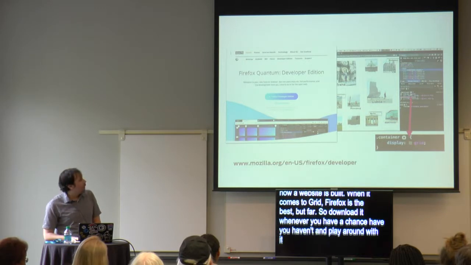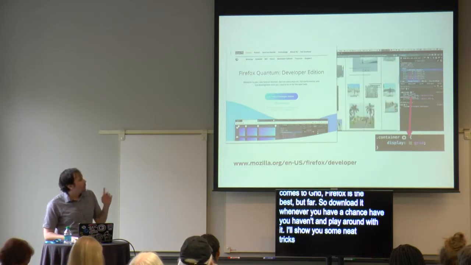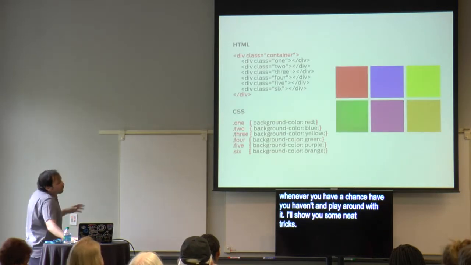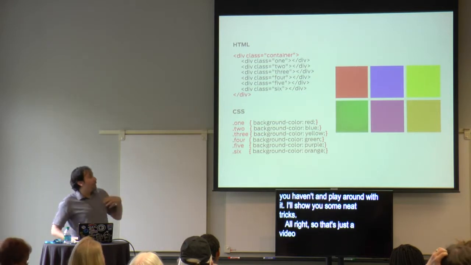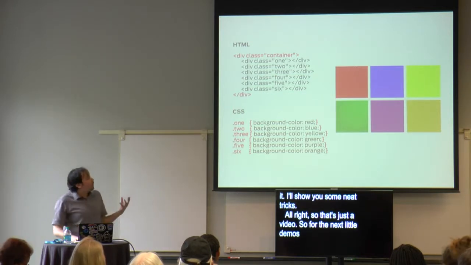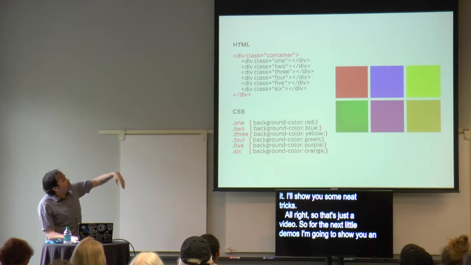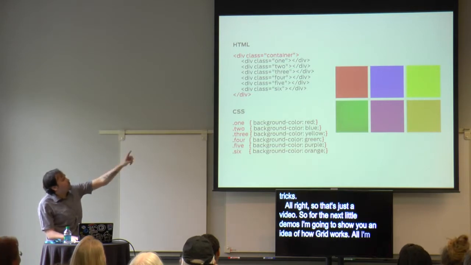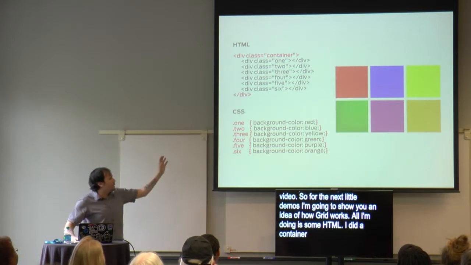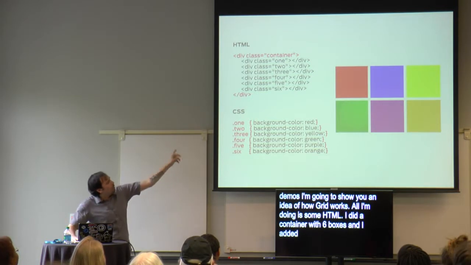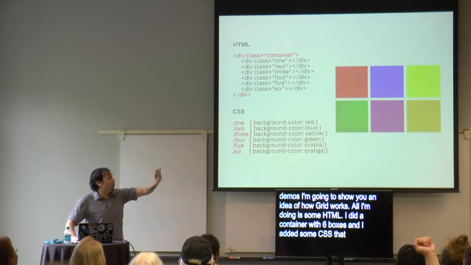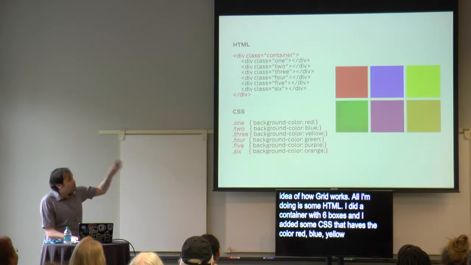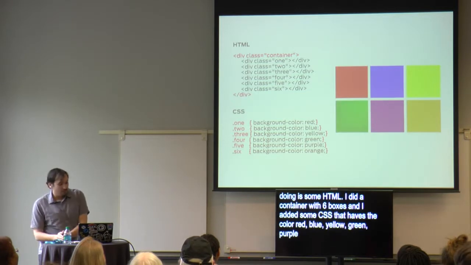All right, so that's just the video. For the next little demos to show you an idea of how Grid works, all I'm using is some HTML. I did a container with 6 boxes, 1, 2, 3, 4, 5, 6, and I added some CSS that have a color red, a color blue, a color yellow, a color green, a color purple, a color orange. That's all I'm doing besides the Grid stuff.